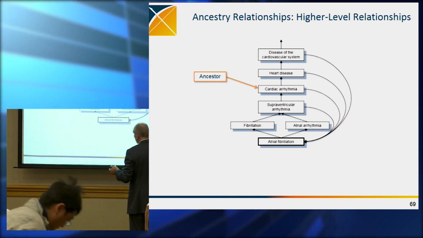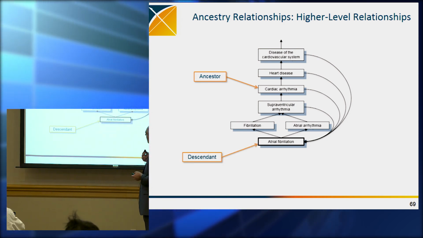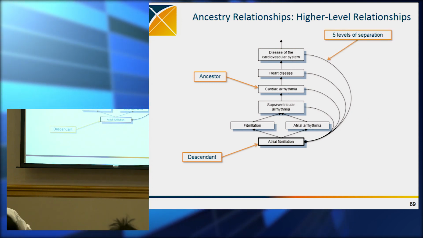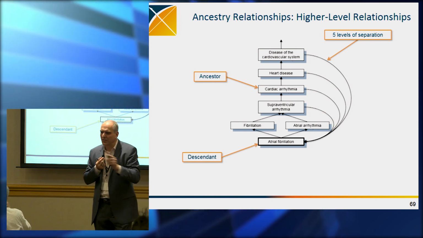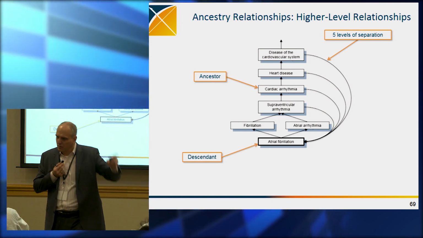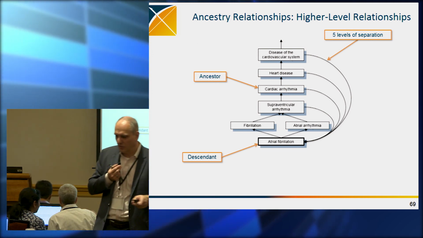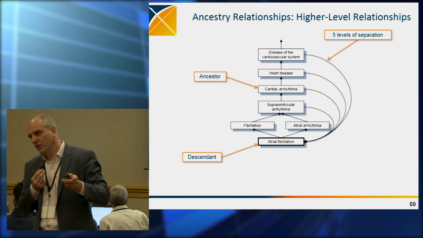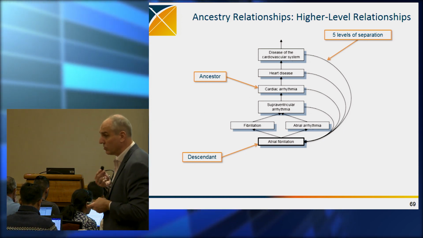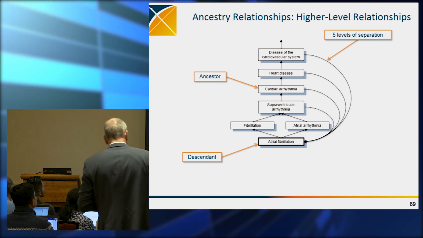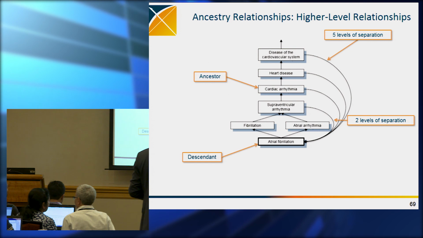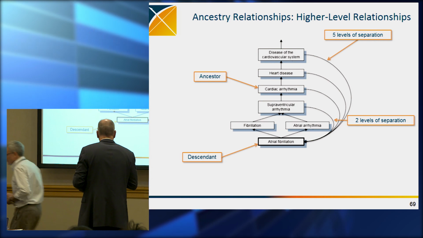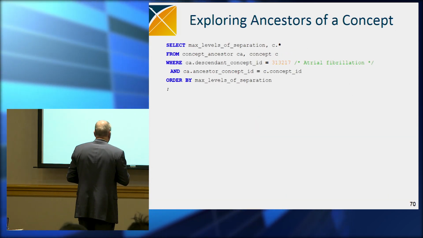So instead of concept ID 1, concept ID 2, we now have ancestor and descendants. And we have levels of separation, which means how many steps are in between. And actually, the table has max and min. Max is the most, through your second degree cousin once removed. And the other one is the shortest path. The longest path and the shortest path. Usually, you only need the shortest path. Most cases. So this one has 2 levels of separation. 1, 2. That's a grandparent. Second degree.